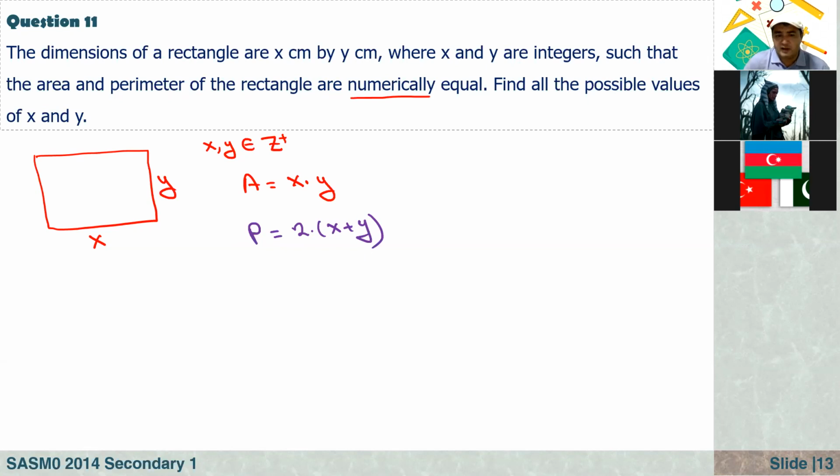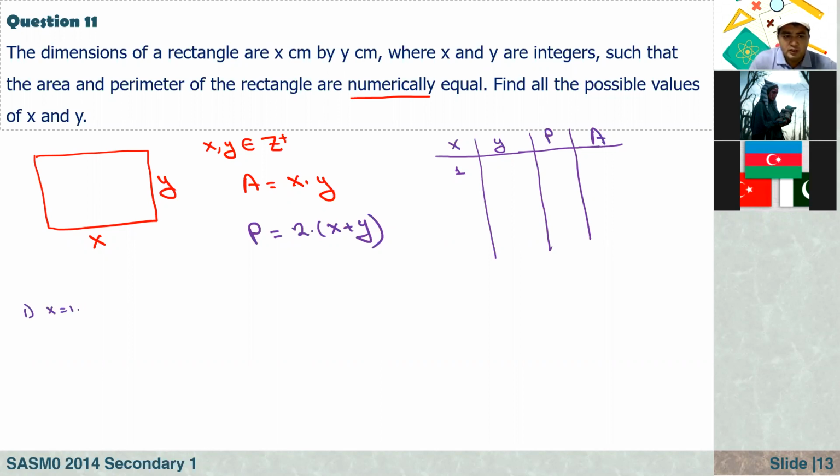Okay. How do we find this? In an algebraic way also we can find this, but one systematic way is to make a table for x and y. For this, we have perimeter, and here we have area. So let's say x is equal to 1. That's the smallest value. And what is the area here? Area equals 1 times y, which is y.